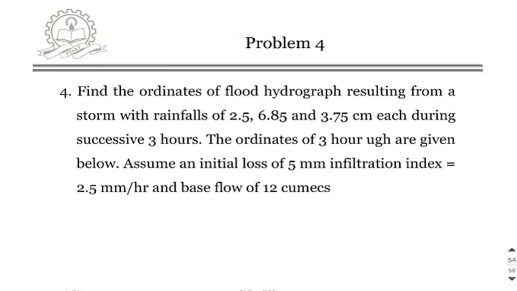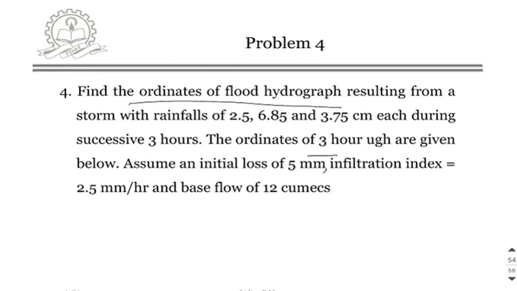The last question: find the ordinates of the flood hydrograph resulting from a storm with rainfall of 2.5, 6.85 and 3.75 centimeter each during successive 3 hours. The ordinates of the 3-hour unit hydrograph are given below. Assume an initial loss of 5 mm, infiltration index equal to 2.5 mm per hour, and base flow of 12 cumecs. So here you have to find the ordinates of the flood hydrograph.